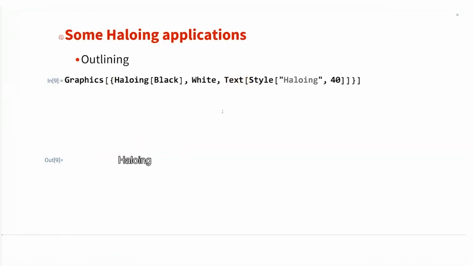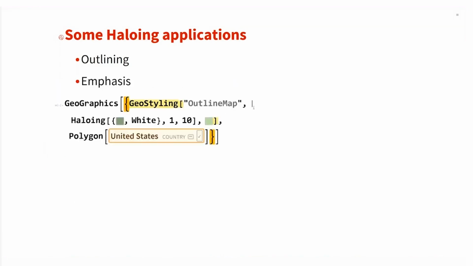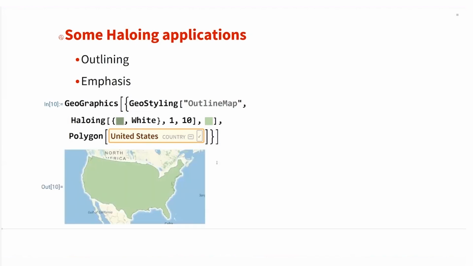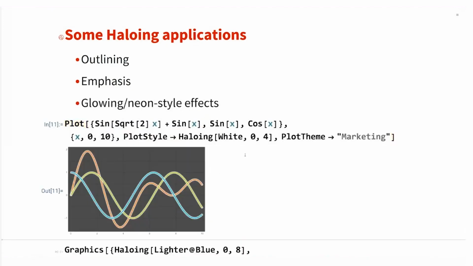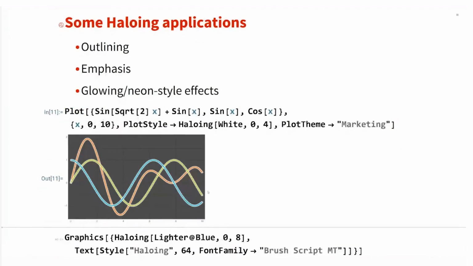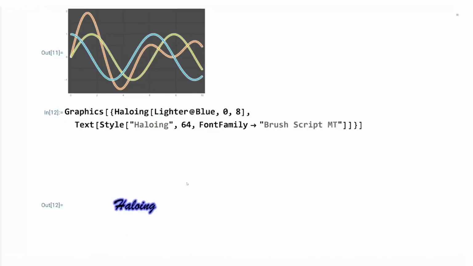Well, it's pretty easy to make outline type of effects. Works well with text. Useful for emphasis. So this might be a better choice than drop shadow, and it definitely produces some neon type effects here.